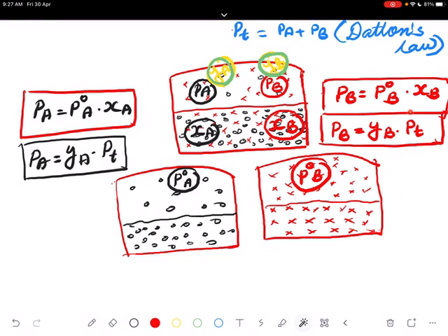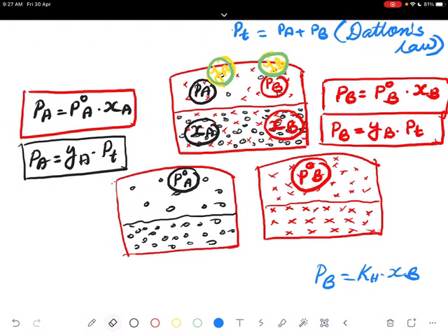And on the previous day we learned Henry's law, that is PB is equal to KH into XB. There also we considered one gas and one liquid. But you see, P naught B differs from KH. Here it is P naught B, there it is KH. In these two equations, P naught B differs from KH. When P naught B becomes equal to KH, then Raoult's law becomes a special case of Henry's law.